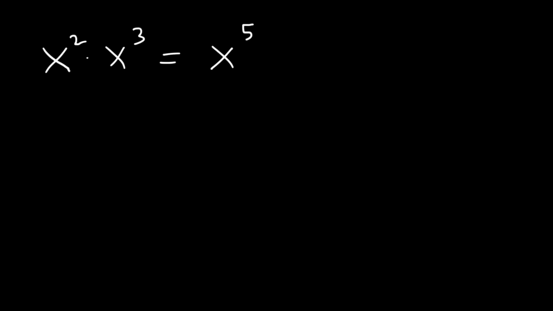Now, what if we have x to the 7 divided by x squared? If you're dividing, you need to subtract the exponents. 7 minus 2 is 5. This is known as the quotient rule.